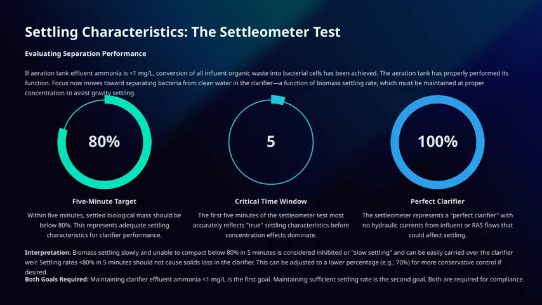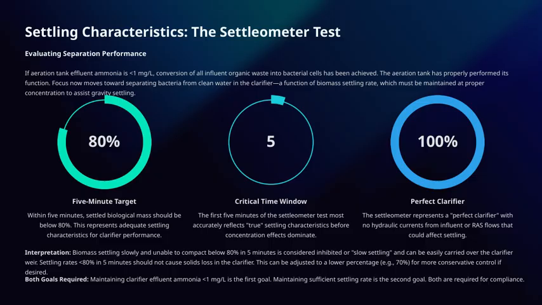Think of the settleometer as a perfect clarifier. It's a controlled environment with no hydraulic currents from influent or return flow that might disturb settling. This ideal scenario helps us understand the maximum potential of settling rates. If the biomass settles too slowly and can't reach below 80% within 5 minutes, it's considered slow settling or inhibited. Such slow settling biomass can be easily carried over the clarifier weir, potentially impacting water quality. It's important to note that settling rates below 80% in 5 minutes shouldn't cause solids loss. But if we want to be more conservative, we could lower that threshold, for example, to 70%, to tighten control.